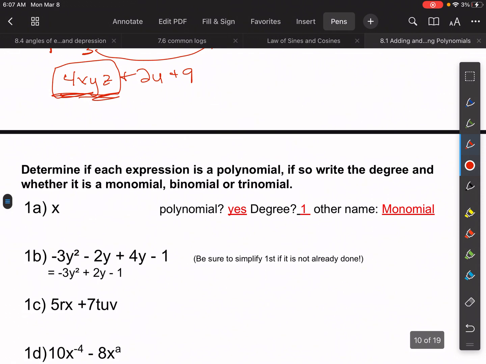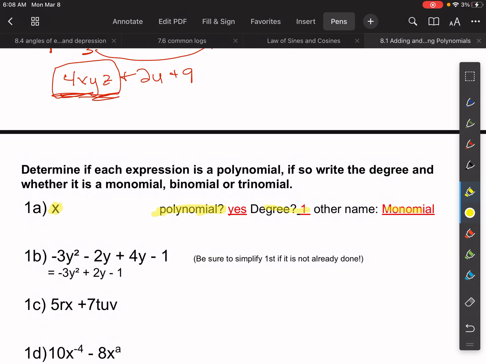Okay, so let's do an example. Example 1 says determine if each expression is a polynomial. If so, write the degree and whether it is a monomial, binomial, or trinomial. Okay, I think I did the first one with you. So the first one's just the term x. This is just one term, clearly, and it has a power of 1, even though you don't see it there. So it is a polynomial, even though it's kind of weird because poly means many. This only has 1, but this is a specific type called a monomial. So it's a degree 1 monomial.